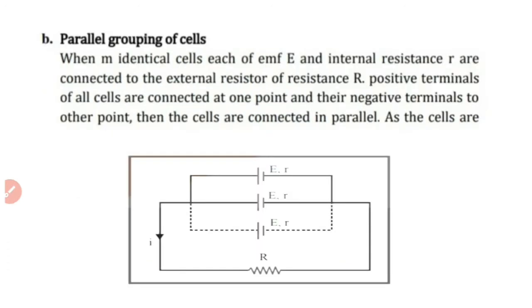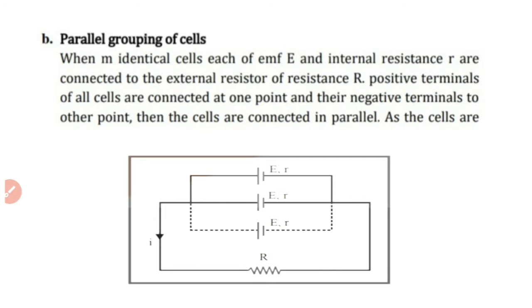Now coming to parallel grouping. So here we have m. So m or n, it's our choice. Here it is taken m. M identical cells of EMF E and internal resistance r are connected to an external resistance capital letter R. So positive terminals of all the cells are connected to one point and the negative terminals are connected to another point. Then we can say all the cells are in parallel.